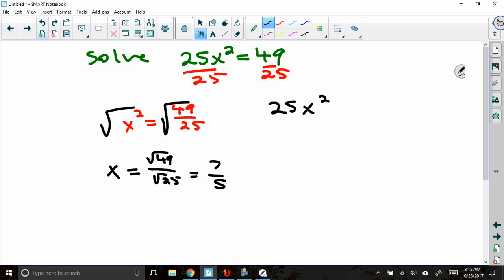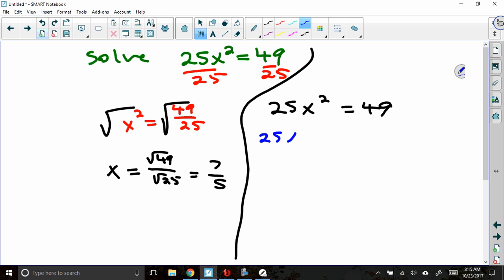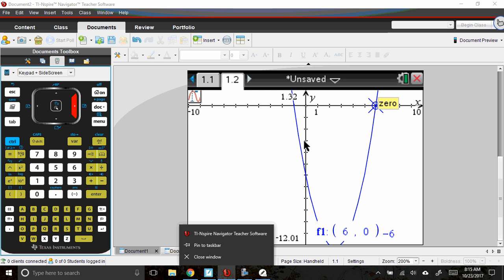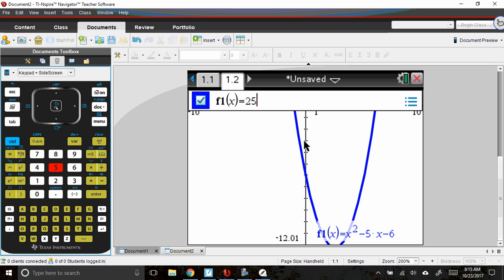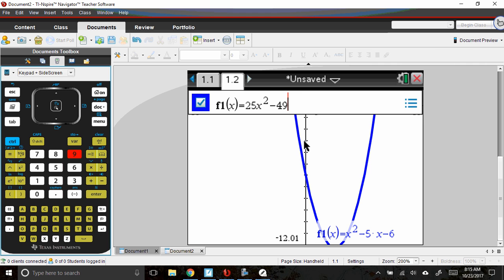25x squared equals 49 could be thought of as 25x squared minus 49 equals 0. So now I've got this thing set equal to 0, and that's what I like. Why? Because I could either graph it or I could factor it, right? If I want to graph it, I'll go to my function and graph the function 25x squared minus 49.